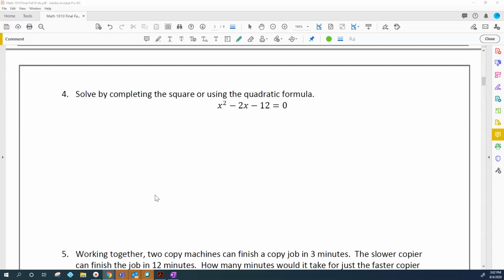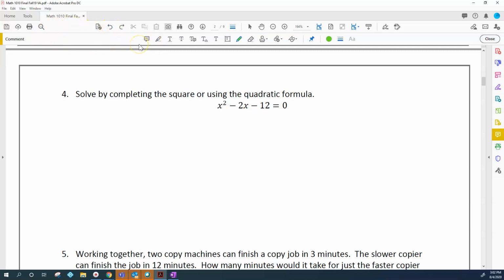So it says solve by completing the square or using the quadratic formula. Remember, completing the square can only be done if this leading coefficient is a 1. So we could use that on here, but I think most students would probably choose to use the quadratic formula, and either way is fine on that.